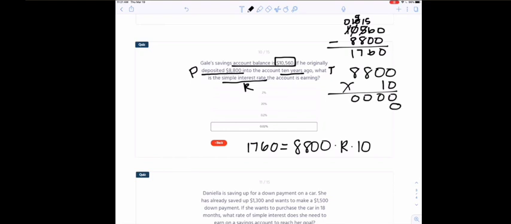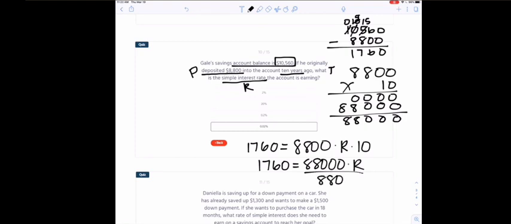1, 2, 3, 4. Placeholder 0. 0, 0, 8, 8, 0, 0, 0, 8, 8. So it's 88,000. All we do is add a 0 to it, okay? I wanted to show you because I didn't want you to get confused. If you already knew that, then let's just move on real quick, okay? We're dividing on both sides so we can get the r by itself. Look at how we get to eliminate a 0, which I like very much. And now we're left with 176 divided by 8,800.